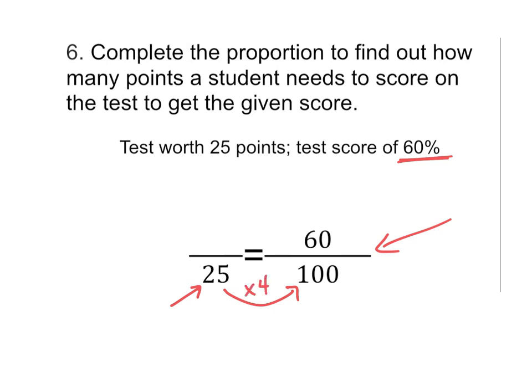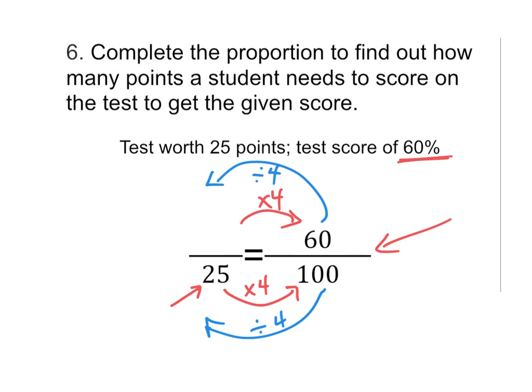So 25 times 4. I could also be thinking in reverse, 100 divided by 4 gets me to 25. And so then I can think, something times 4, or again in reverse, if I want to think 60 divided by 4, well, that number is 15. 15 times 4 equals 60. So to get a score of 60% on this test, you need to score 15 out of 25.